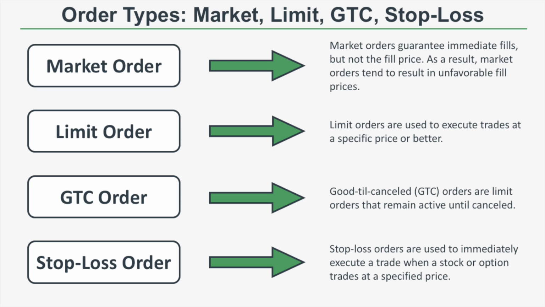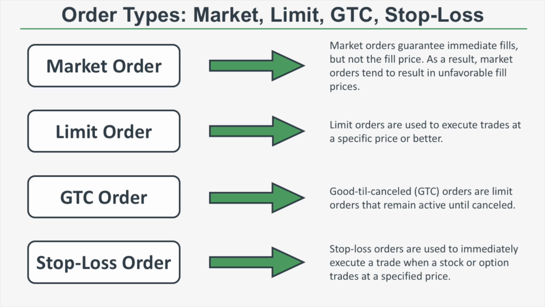Next up, we have the GTC order, which is a good-till-canceled order. Now, GTC orders are typically limit orders that remain active until canceled. However, we'll talk about later that some brokerage firms actually do limit the amount of time that you can have a GTC order open. So while the name is good till canceled, some brokerage firms will cancel these for you automatically after maybe 30 or 60 days, depending on the specific brokerage firm.